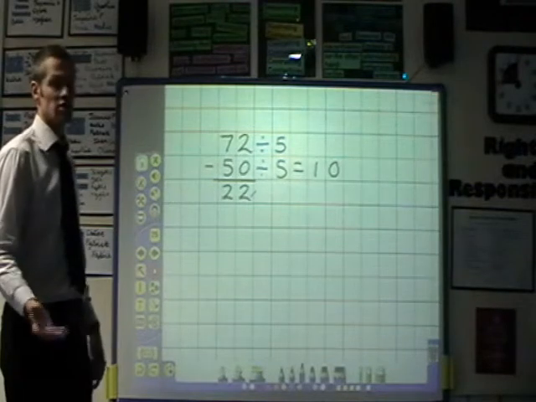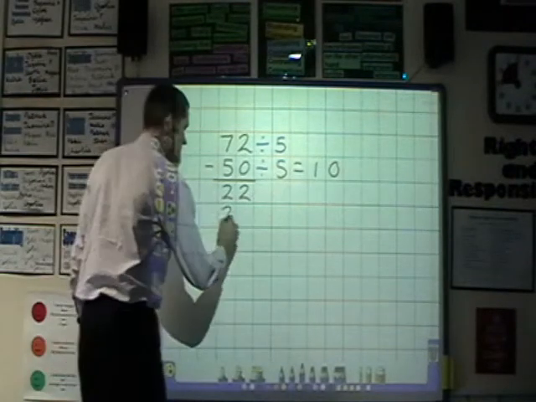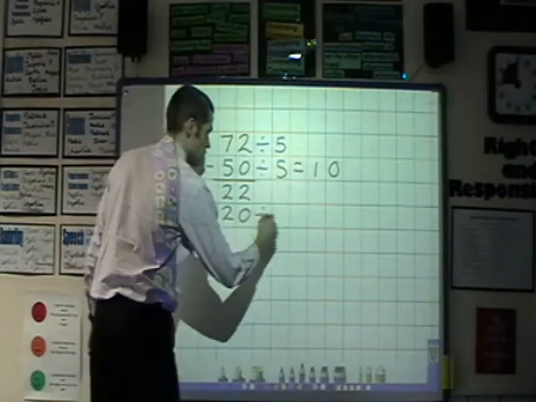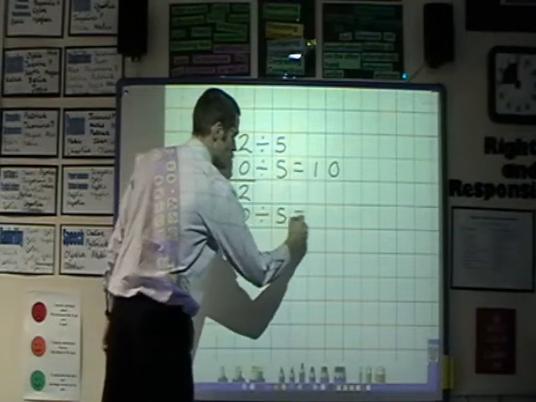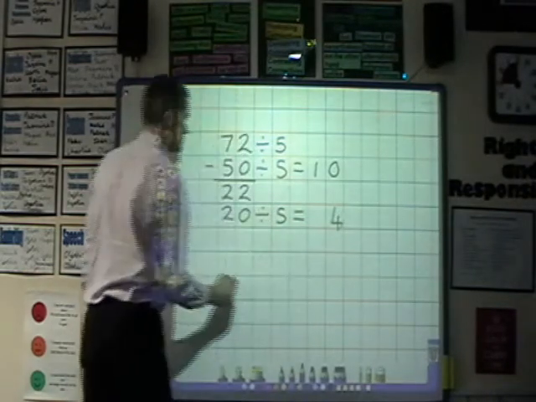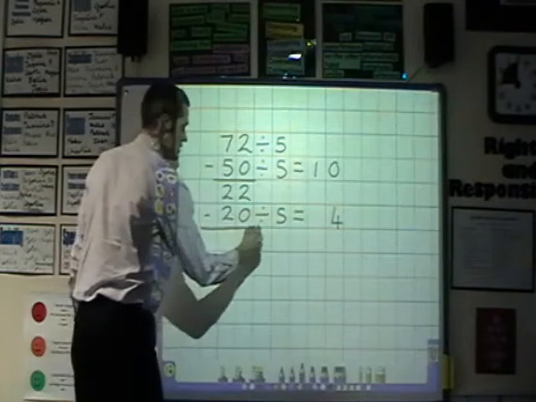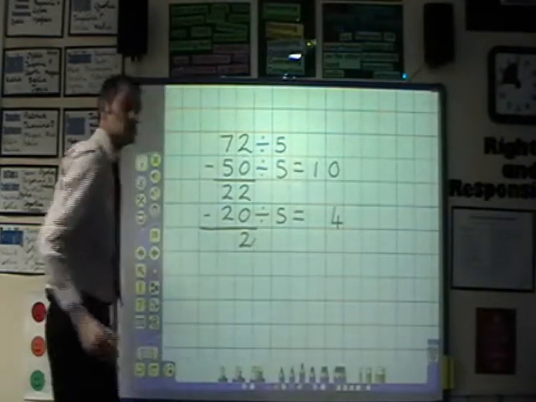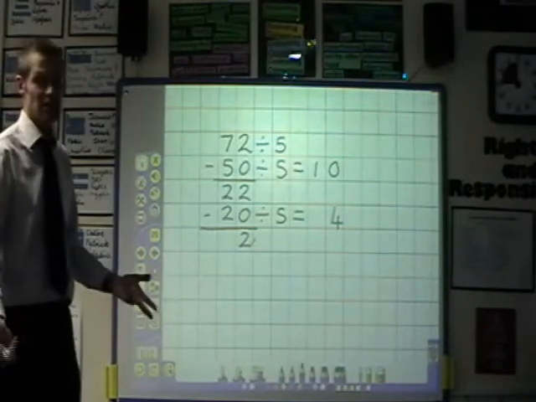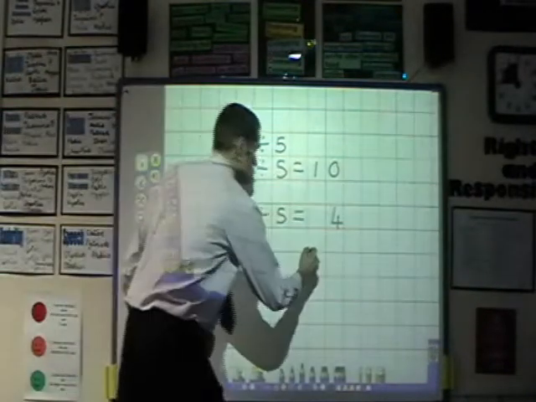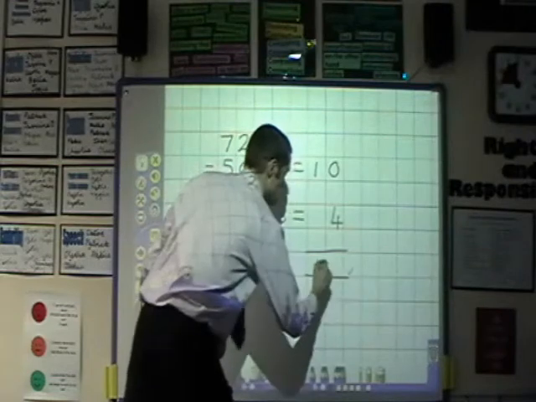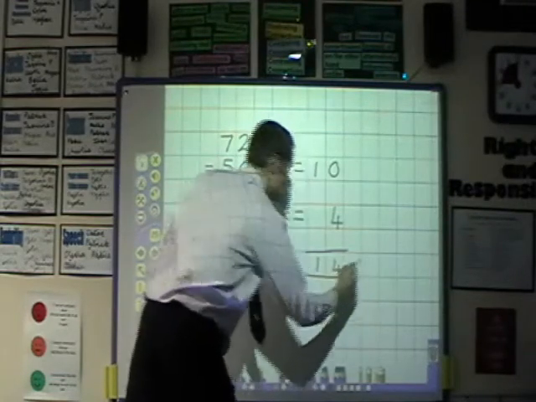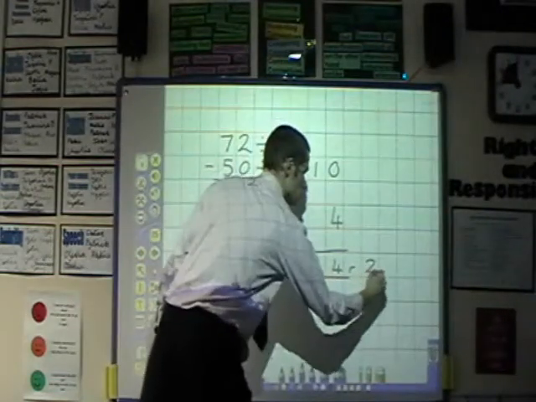And using my knowledge of tables, I know that 20 divided by 5 equals 4. If we take that away from 22, that only leaves 2, which can't be divided by 5. So that leaves the answer as 14, remainder 2.